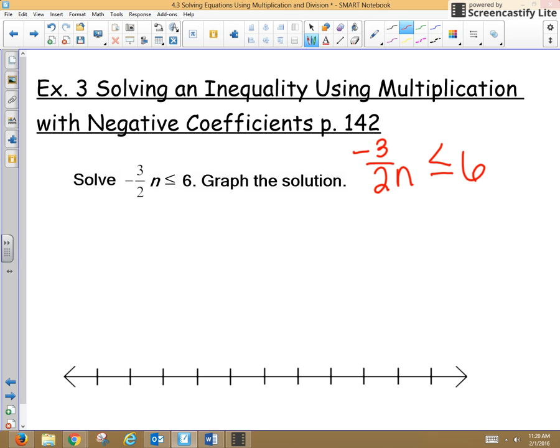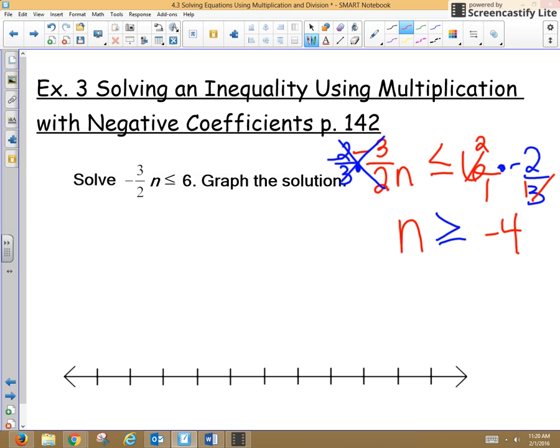Now to isolate n, I need to get rid of negative 3 over 2. So I need to multiply by the reciprocal. So I'm going to multiply both sides by negative 2/3. Whenever you multiply by a negative, you must reverse this symbol. So instead of less than or equal to, now it's greater than or equal to. So that cancels out, and you get n is greater than or equal to 6 over 1, this can cross simplify. 2 times negative 2 is negative 4. So n is greater than or equal to negative 4.